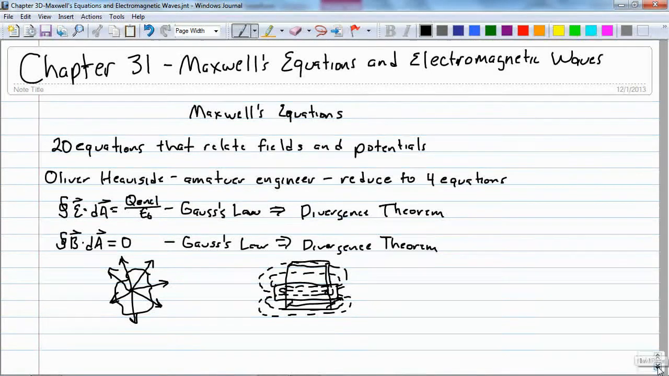So these are the two laws that use the divergence theorem when they're associated with Gauss. Now the next is the electric field, the line integral of the electric field dot differential length is equal to negative d phi of the magnetic field over dt, and this is Faraday's law.